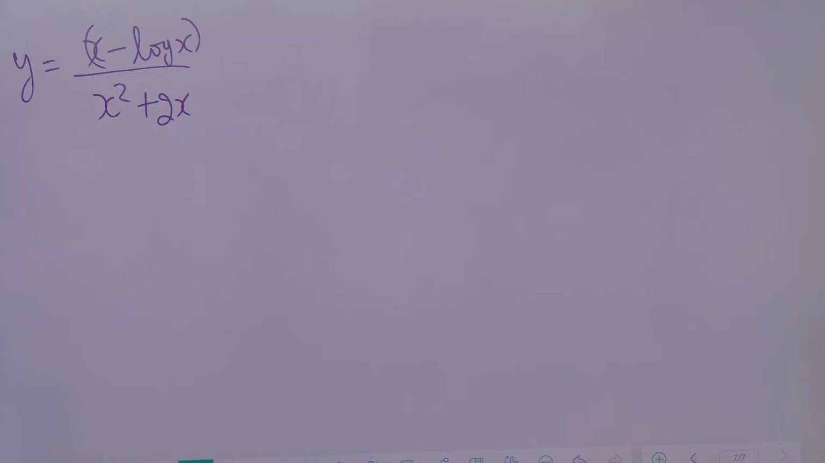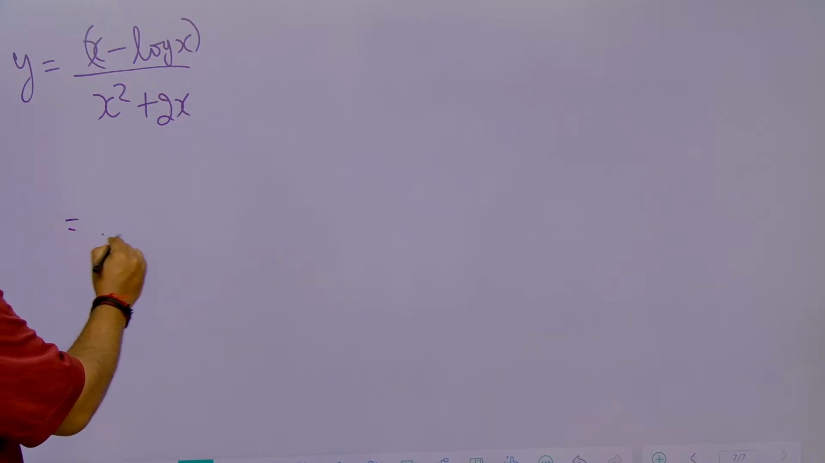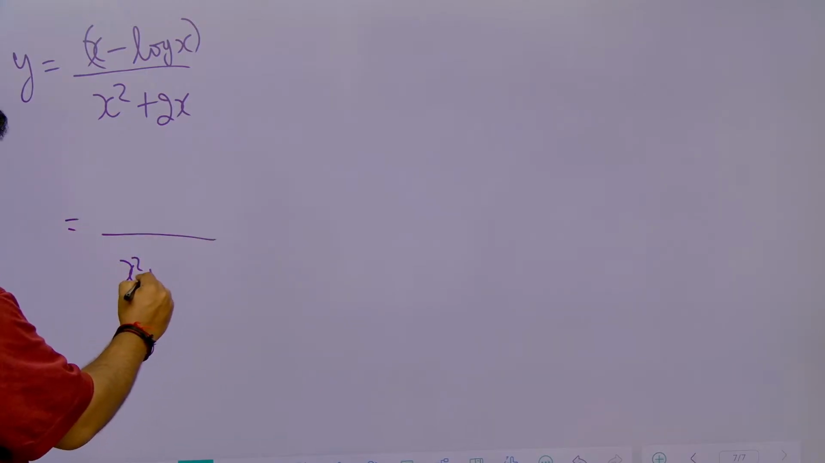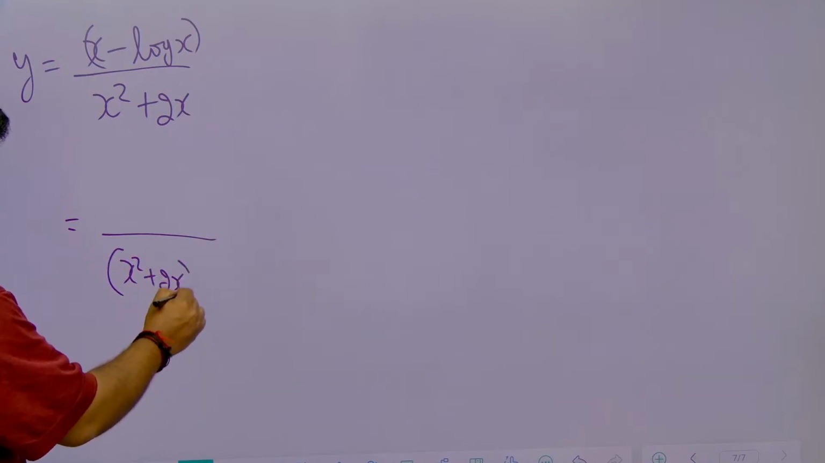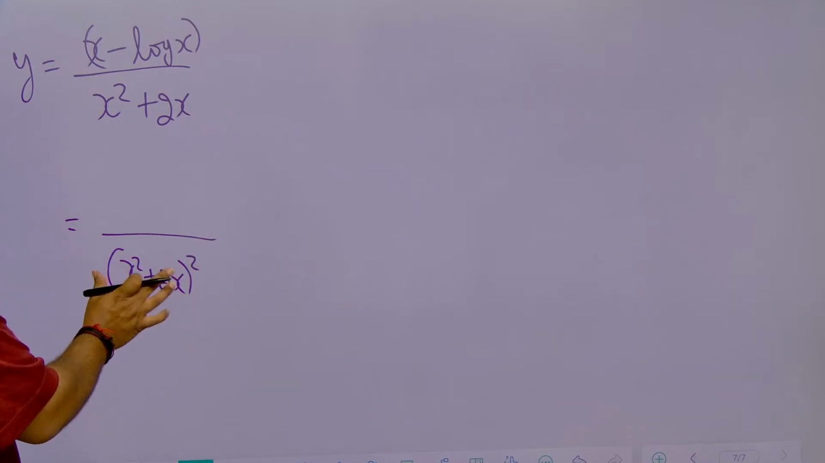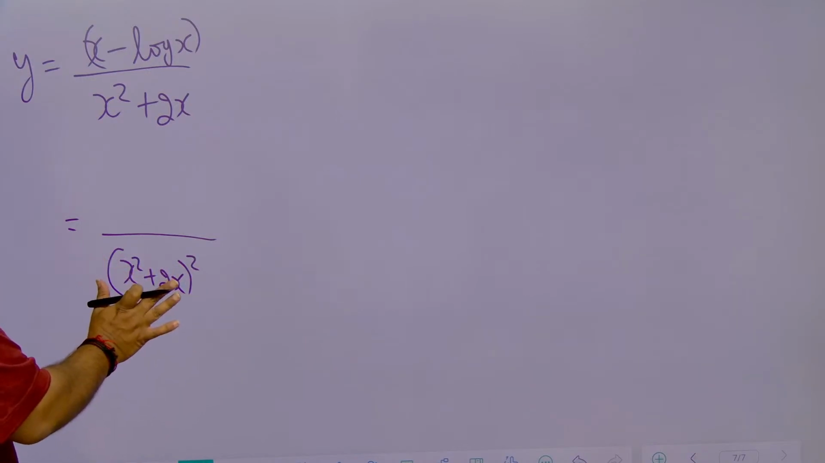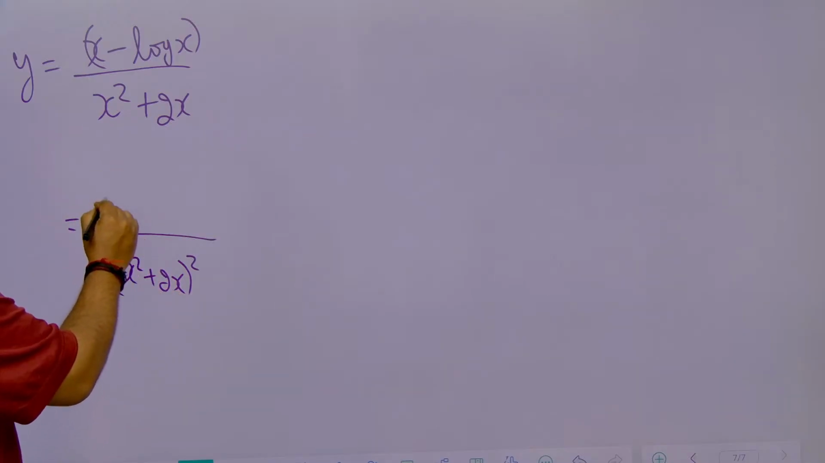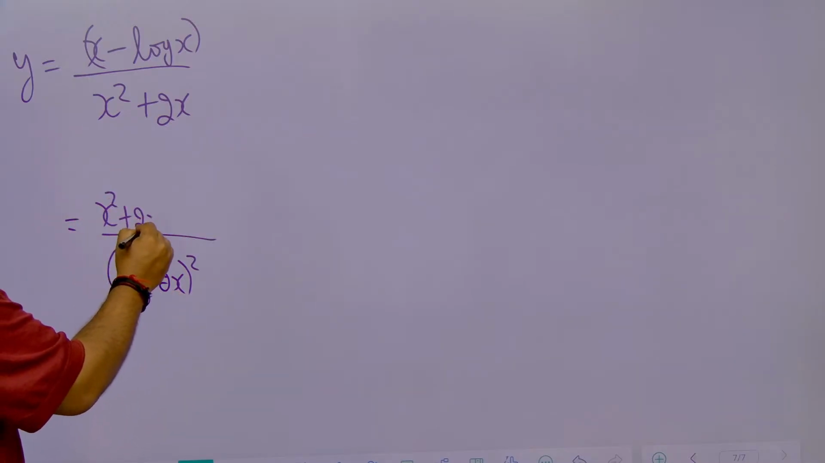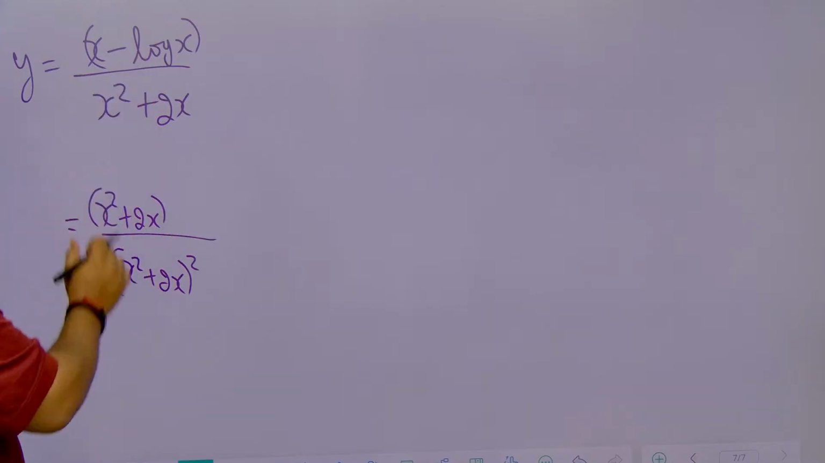Y is equal to x minus log x by x square plus 2x. How to do it? First, square the denominator: x square plus 2x whole square. Don't do anything, don't expand, don't apply a plus b whole square, keep it as it is. Next, denominator will keep it to the top, x square plus 2x, numerator will differentiate.